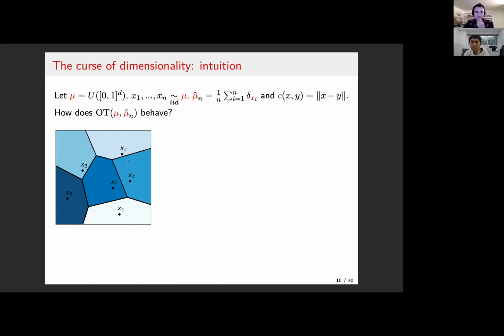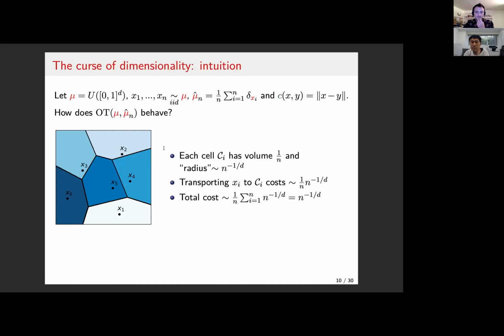Each point in mu hat is going to be transported to a given region in the hypercube, okay? Since mu is uniform, those regions are actually Voronoi cells. Each of those cells has a volume 1 over n, because it's 1 divided by the number of points. And it has a radius, so this is super hand wavy, but try to imagine that they are balls and not Voronoi cells, then they would have a radius or an average distance of n to the minus 1 over d. And so transporting each xi to its corresponding region ci costs this average distance, n to the minus 1 over d, times the weight of xi, which is 1 over n.